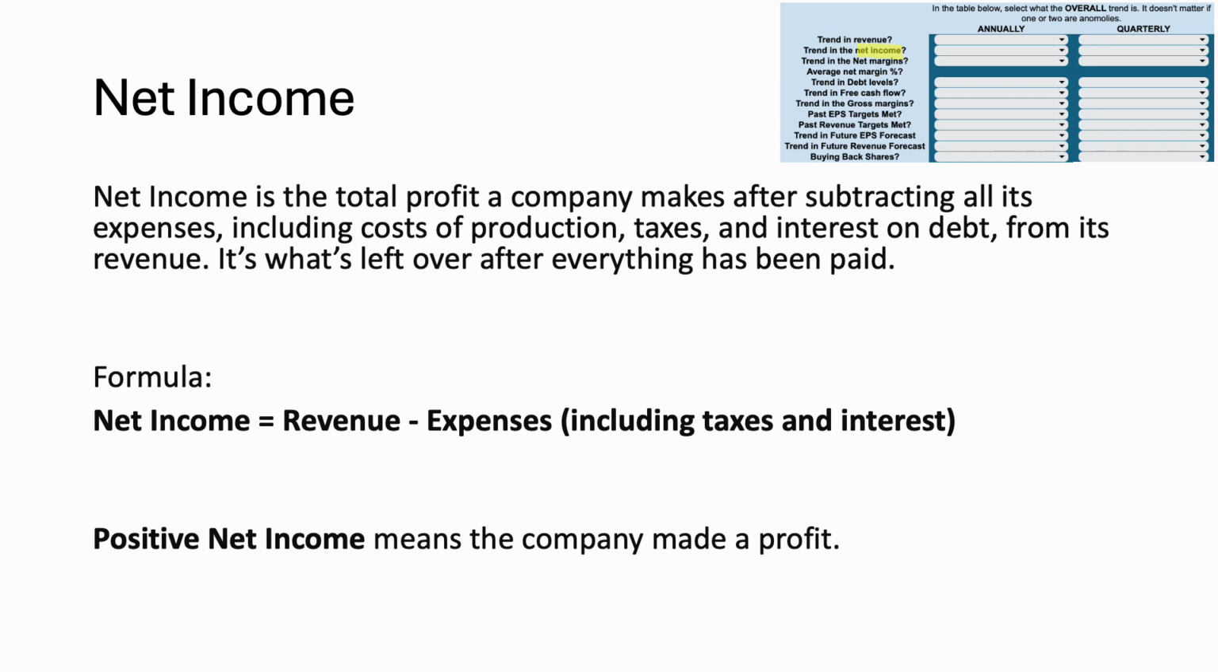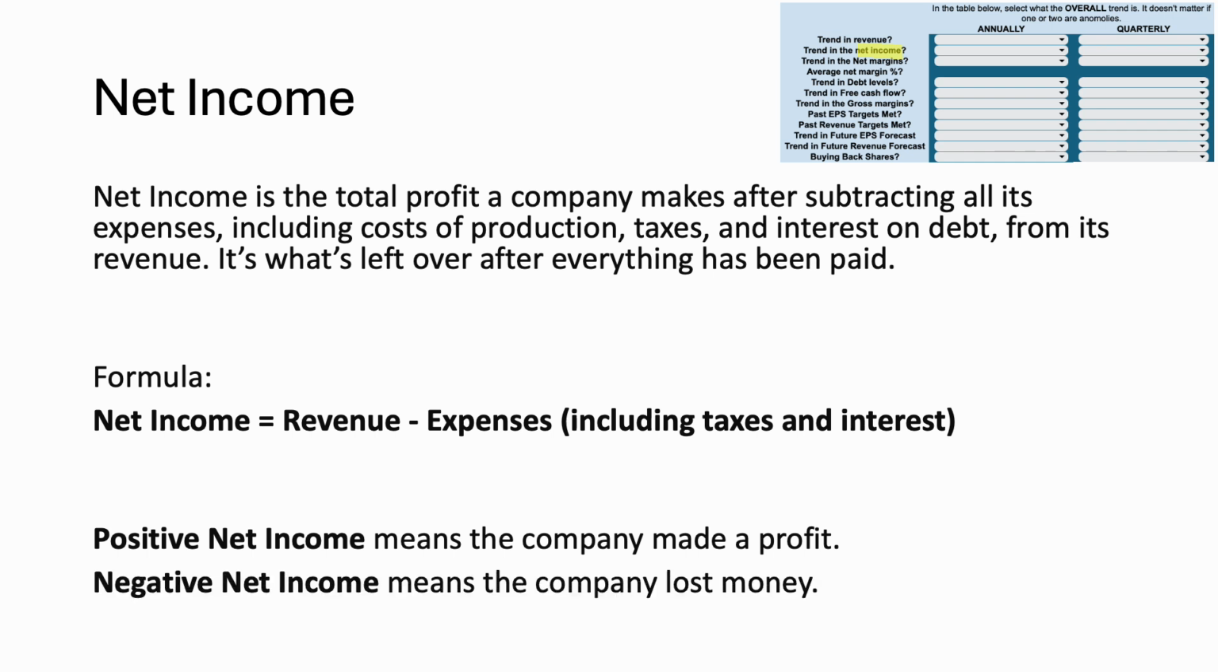Something that has a positive net income means that they are making profit. It's as simple as that. And if it's negative net income, that means they are losing money.